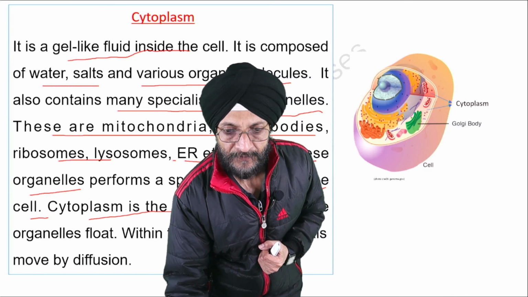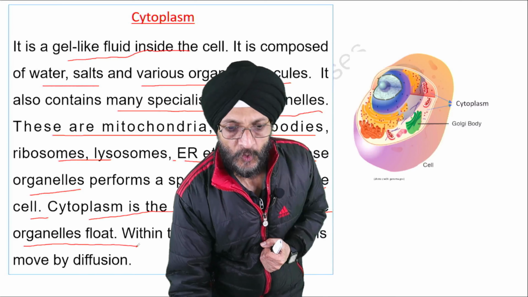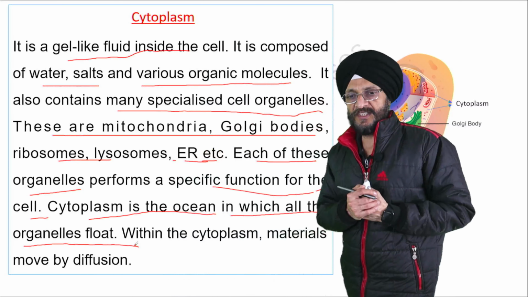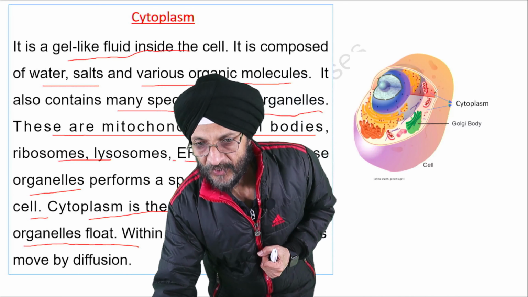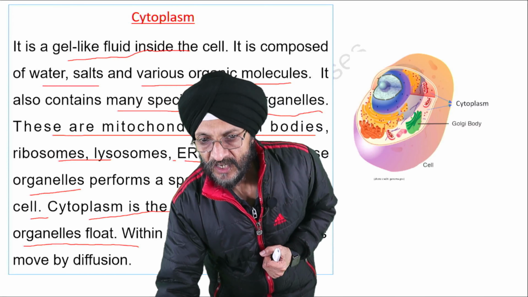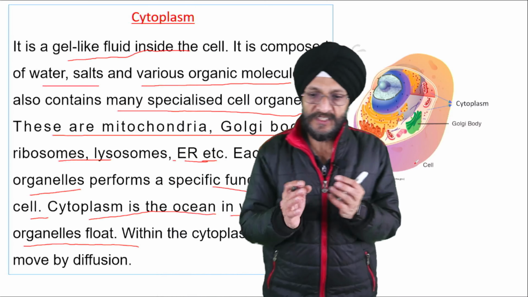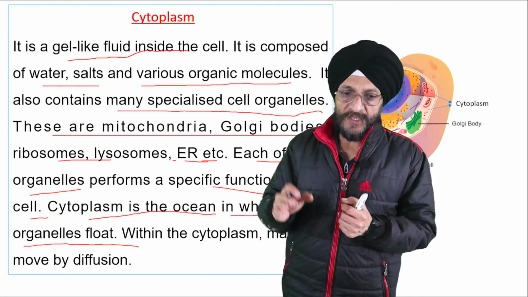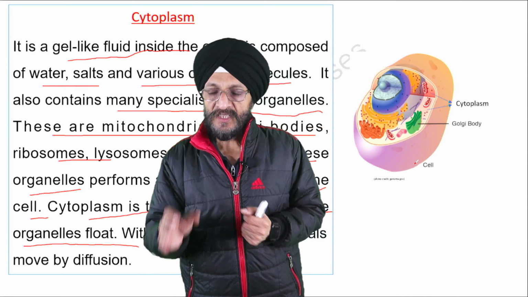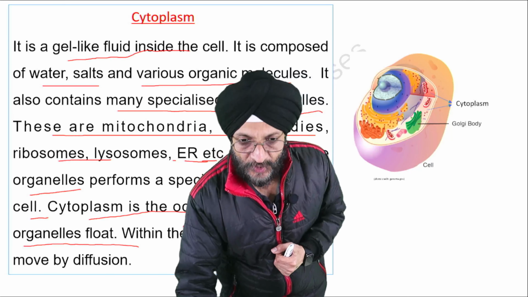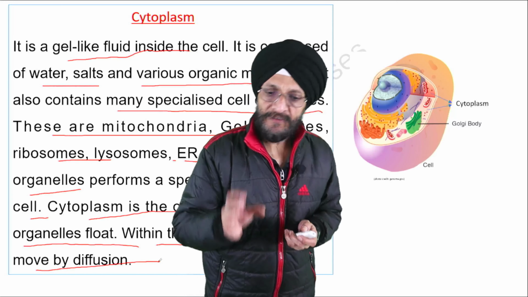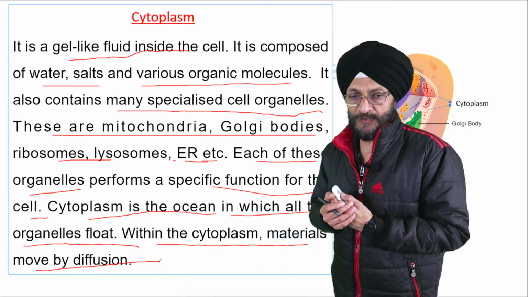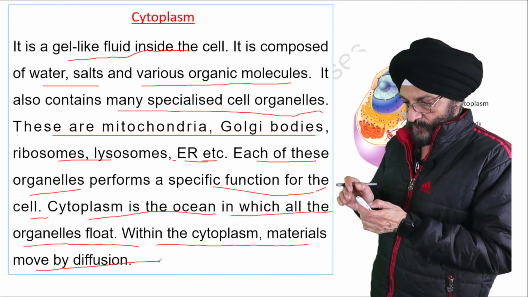Cytoplasm is the ocean in which all the organelles float. You have seen that all these are the organelles, whether it is nucleus or mitochondria, Golgi body, endoplasmic reticulum, or ribosomes. So all these are floating in the cytoplasm. Within the cytoplasm, materials move by diffusion. We have already learned about the process of diffusion in part 1 of this course.